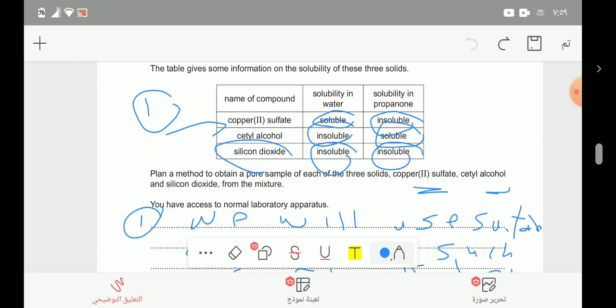Then dissolve both cetyl alcohol and silicon dioxide in propanone. The only one that will dissolve in propanone is cetyl alcohol. Then you can filter to separate silicon dioxide. And the third process here, wash and dry the residue. You will have the 6 marks. Any process you follow here, you will have the full mark.